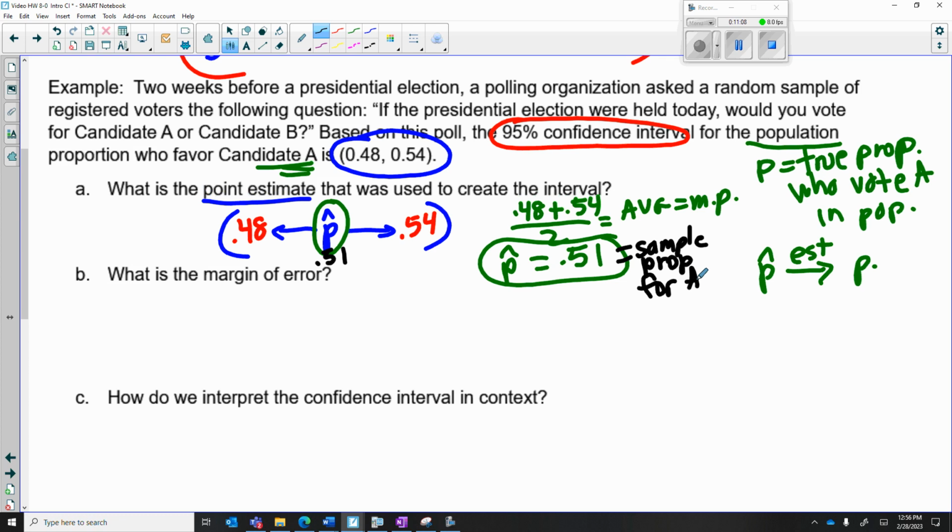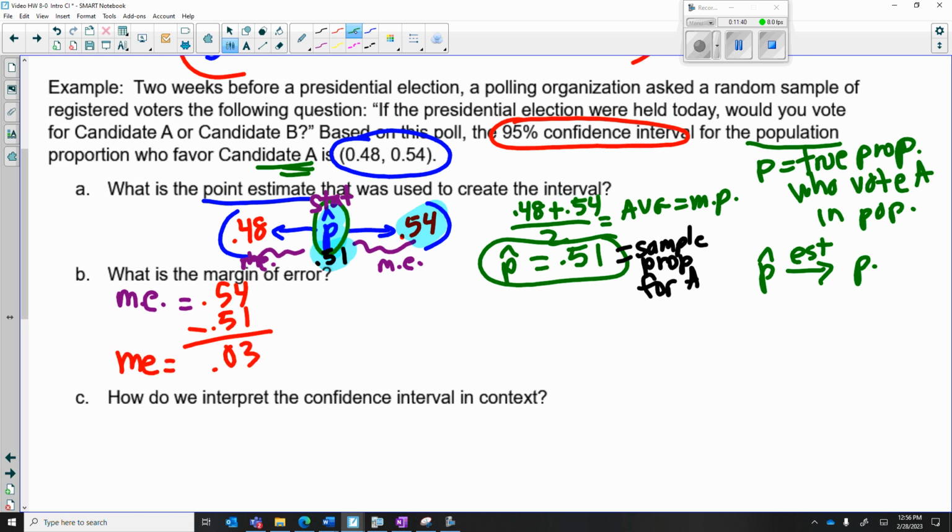So the margin of error is going to be this distance on either side of the sample statistic. So to get this margin of error, all we have to do is subtract the endpoint minus the middle, or the middle minus the endpoint. So to get the margin of error, I could either do 0.54 minus the middle, 0.51, or I could do the other way. So let's do 0.54 minus 0.51, and we're going to get 0.03. That's going to be the margin of error. I could do it on the other side as well. I could have done 0.51 minus 0.48, and I'm also going to get 0.03.